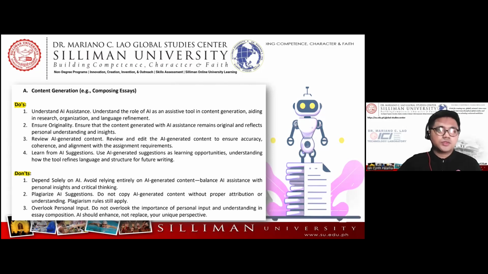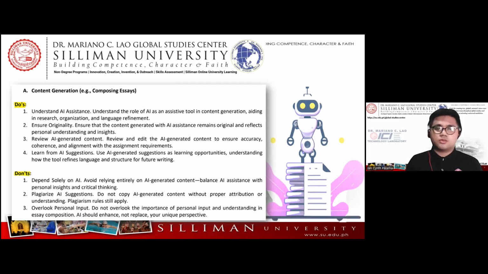Lastly, for don'ts, do not overlook personal input. Do not overlook the importance of personal input and understanding in essay composition. AI should enhance, not replace, your unique perspective. This is what I was actually talking about. The AI tools are just tools to enhance. So are we allowed to make use of the AI tool as a grammar enhancer or grammar corrector? Yes, you can. And that is fine.